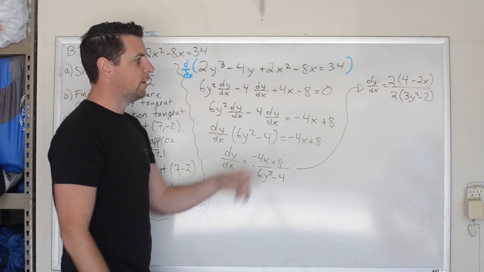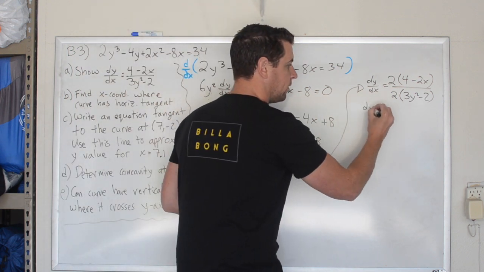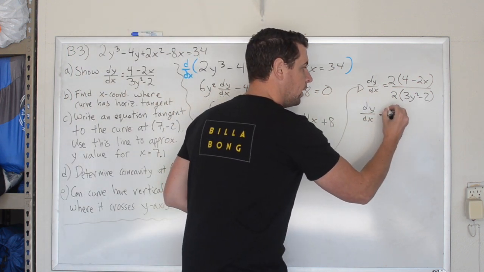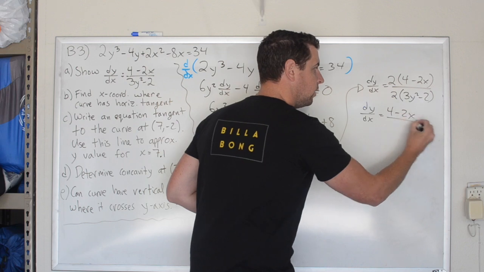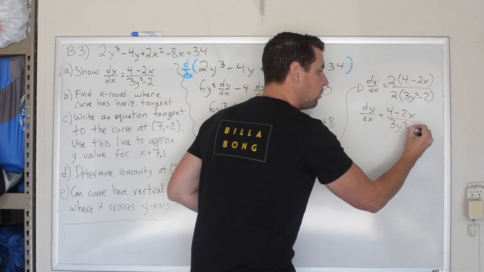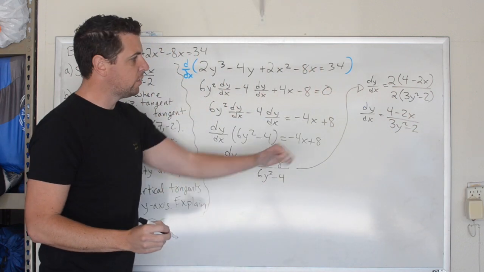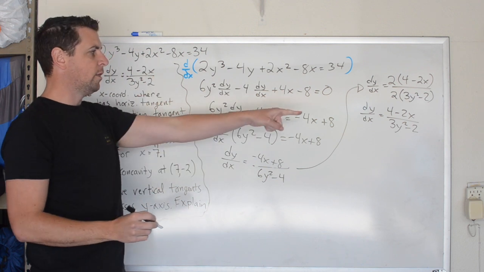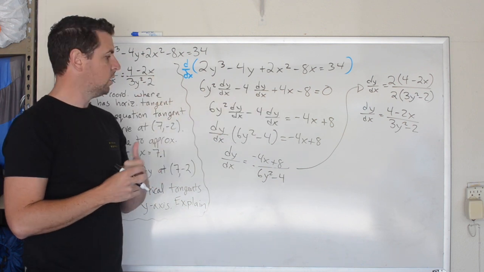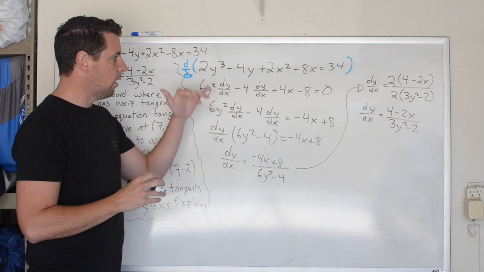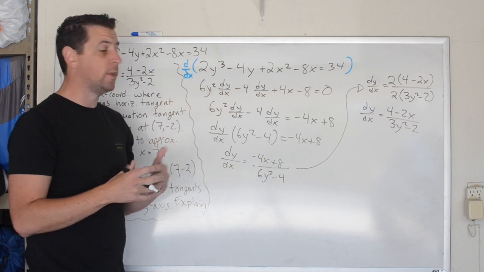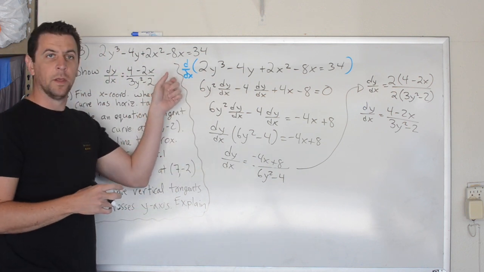At that spot, I can divide those 2's out, and I don't need the parentheses anymore after I do that. And I get (4 minus 2x) over (3y squared minus 2). So you'll notice then, I'm able to show that the derivative is equal to this. All the steps of my work is my proof that this is indeed equal to this.